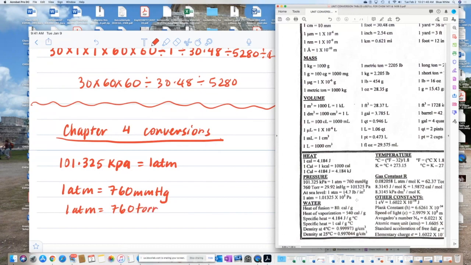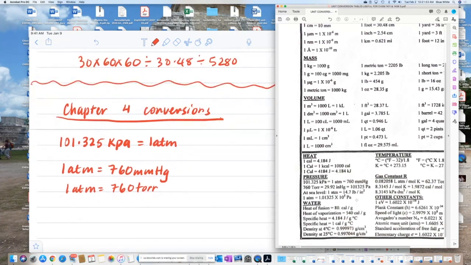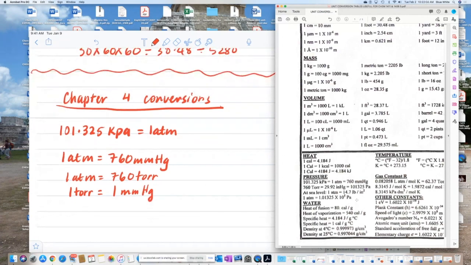So in chapter 4, the chapter where you're talking about gases, these are the conversions that are very important. So based on that, 1 torr is equal to 1 millimeter of mercury. And then there was one more conversion I saw. Oh, 1 atmosphere is equal to 14.7 psi. They have it written here as pounds per inch, but that's the same thing.